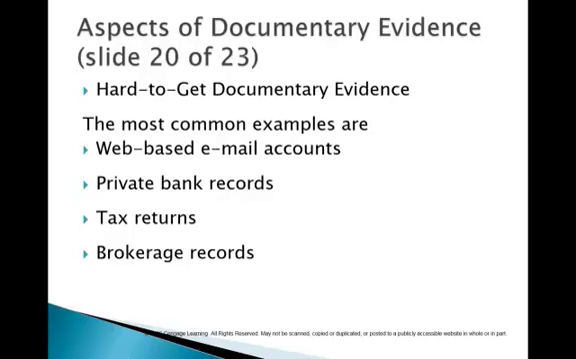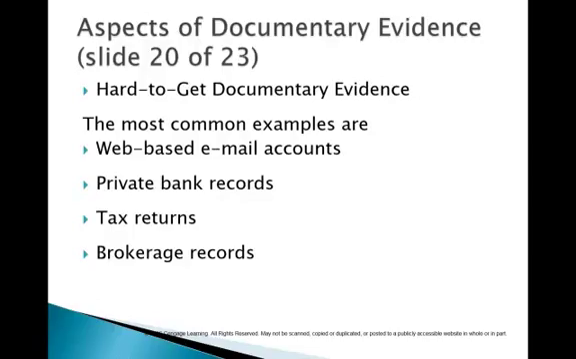So what about hard to get documentary evidence? Like we mentioned in the previous chapter, web-based email accounts. Well, we'd have to get a subpoena for that. So we have to be able to show the court that we have reason to believe that a fraud is occurring and that we should be able to subpoena those records. Private bank records are the same thing. We can ask the employee to turn it over themselves, but without a subpoena, we can't get that. Same with tax returns.